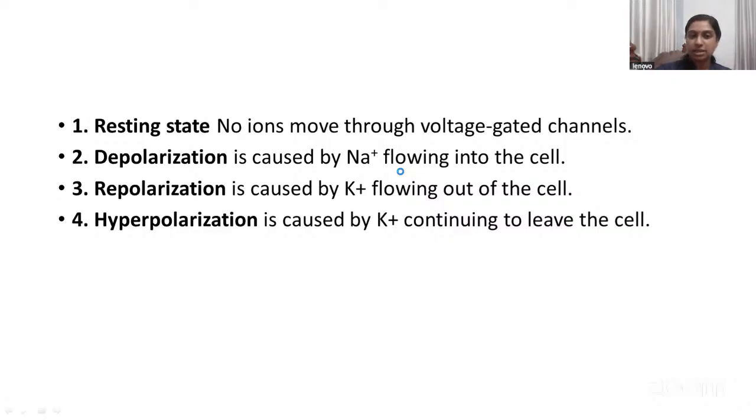And repolarization is caused by potassium flowing out of the cell. That is, electropositive charges are flowing outside, and hence the electronegativity is restored, leading to repolarization. And hyperpolarization is also caused by potassium continuing to leave the cell even after the inactivation of the voltage gated sodium channels. Also, the sodium potassium pumps are playing into action. This will lead to hyperpolarization, that is, a further lowering of the resting membrane potential, from -70 to some -90. In that particular stage also, further excitation of the neuron will not take place.